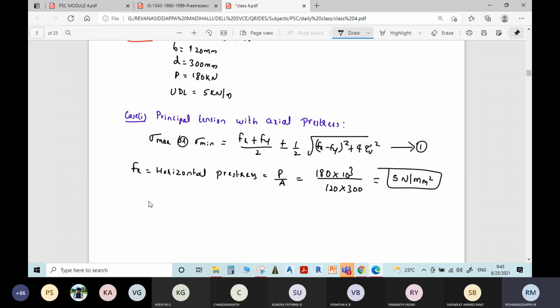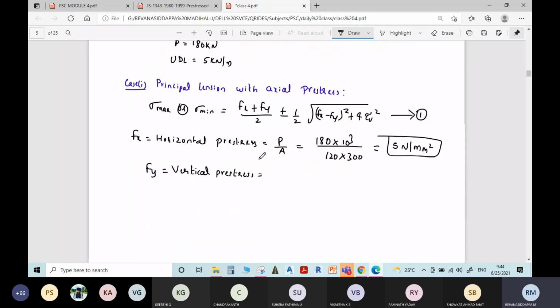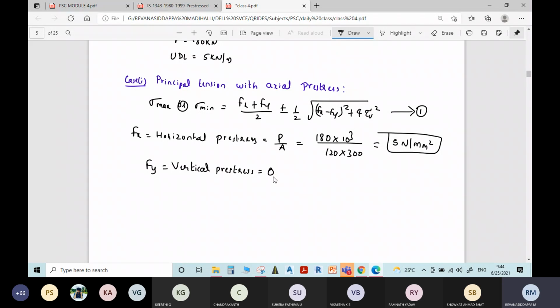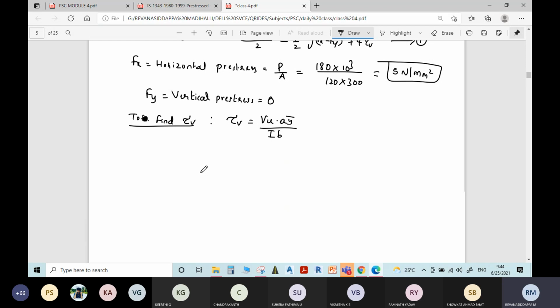Then Fy is nothing but vertical pre-stress. Here in this problem, vertical pre-stress is not given. Vertical distribution of the cables is not given, so Fy is equal to 0. Then we need to find tau V, to find shear stress. We have the formula: tau V is equal to Vu into Ay bar divided by I b. Calculate Vu.